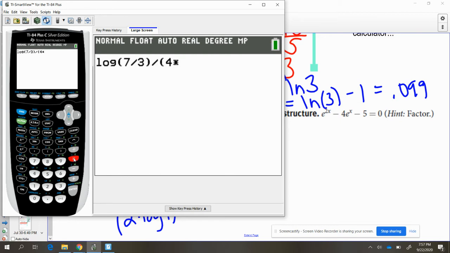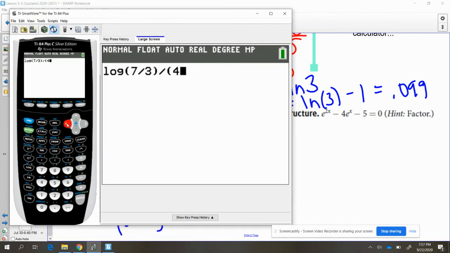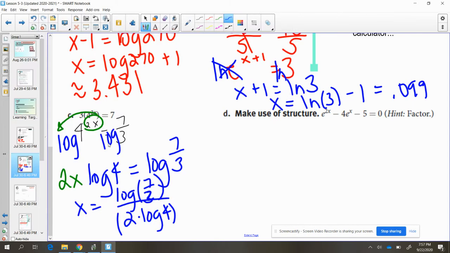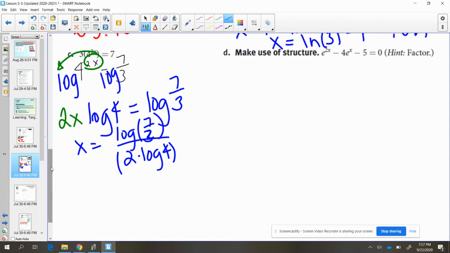Divided by, I'm going to use parentheses to make sure my multiplication gets done correctly, 2 times log 4, there we go. And we end up with about 0.306, okay?